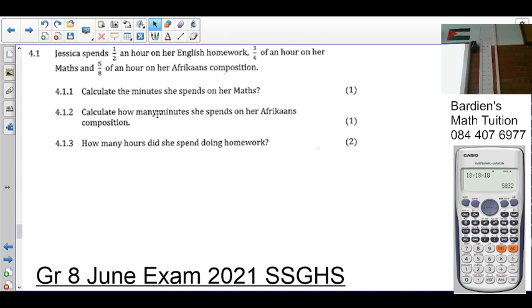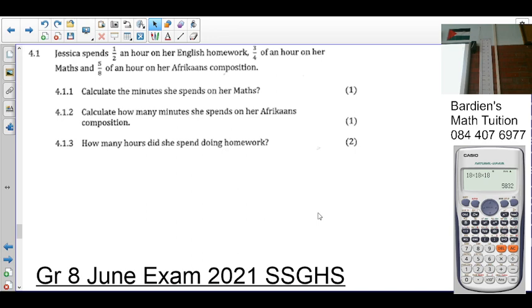Right, here we are told about Jessica, who spends half an hour on the English homework, a quarter of an hour on the maths homework, and 5/8 of an hour on the Afrikaans composition. And this is, I think, true. She spends 3/4 of an hour. Okay? Just leave it like that.